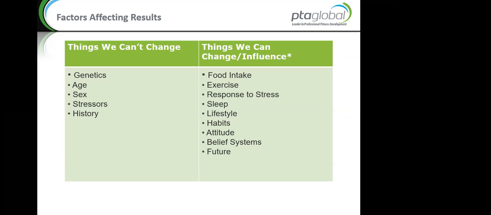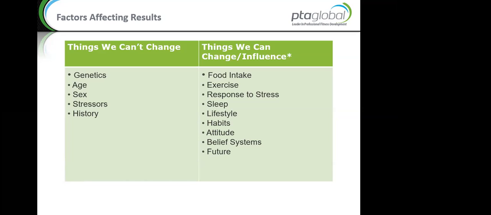So things like genetics or age or biological sex or the stressors in somebody's life or even their history. We can't change any of those things. And yet it's fairly important to consider them when we write our program and when we're working with somebody. So we still want to know those things.